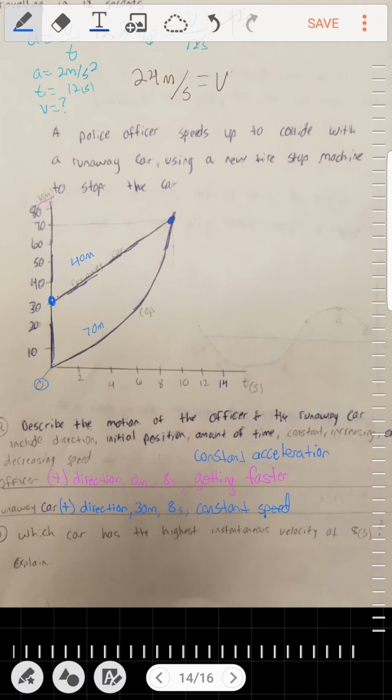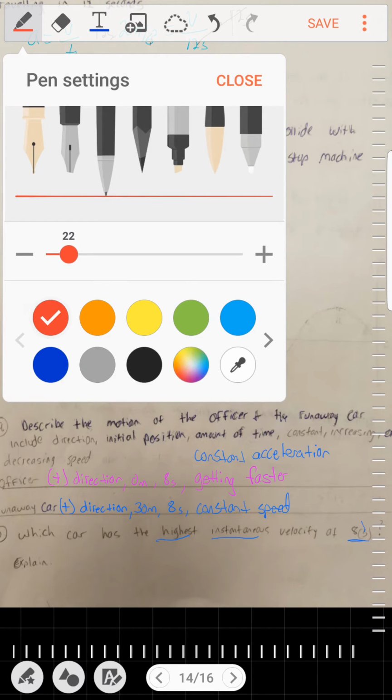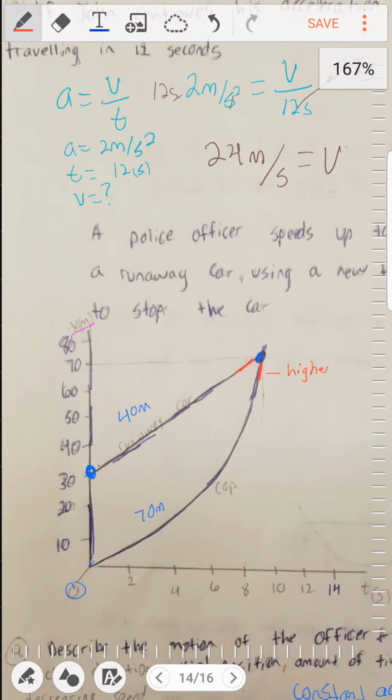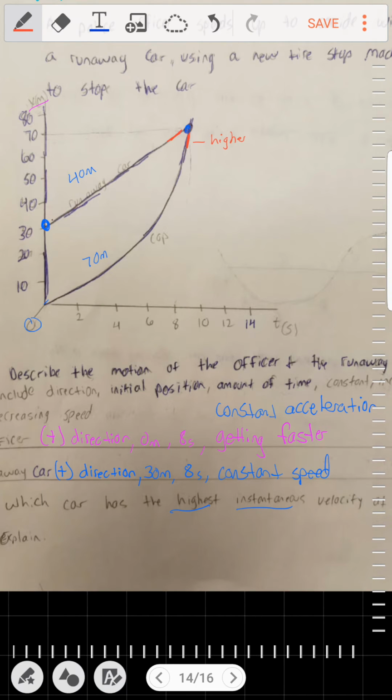So the question asks, which car has the highest instantaneous velocity at 8 seconds? How do I do that? Well, I just look at the angle. Let's compare these two angles together. So let's zoom in. This angle versus this angle. Which one's a higher degree? Well, this one's higher. So which one's going faster at the time of collision? Well, the cop car is going faster at the time of collision. 8 seconds is where they collide, so it'd be the cop car.